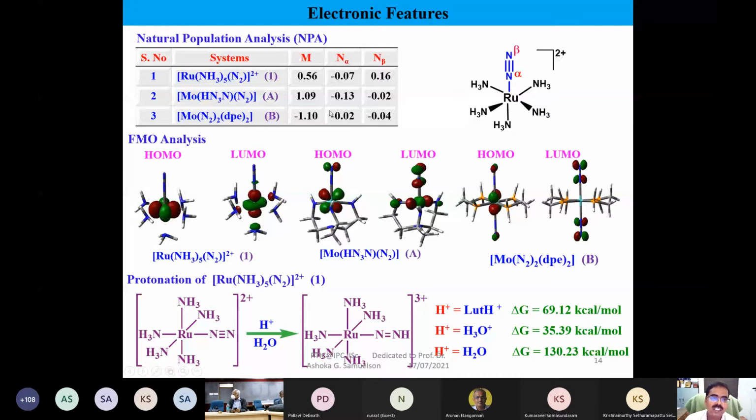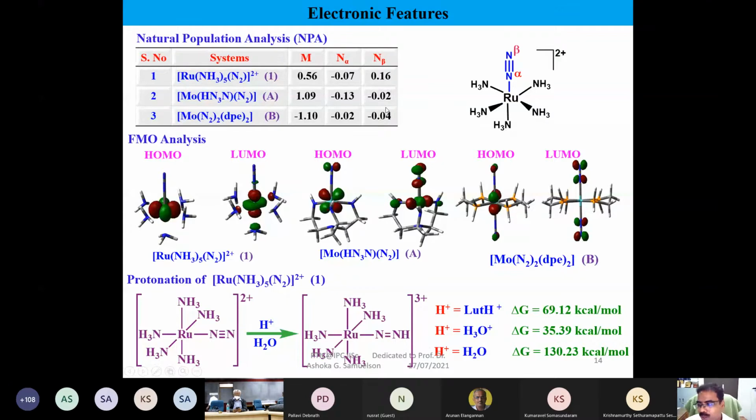If you look at the charge distribution over the dinitrogen and also the metal center, you can see here the metal center carries 0.566. This is natural population analysis only, and the alpha nitrogen carries minus 0.7, and the beta nitrogen 0.16. Whereas if you see the other two compounds, here I want to get your attention on the N beta. Now you can see here there is a negative charge, here also there is a negative charge, whereas here there is a positive charge.